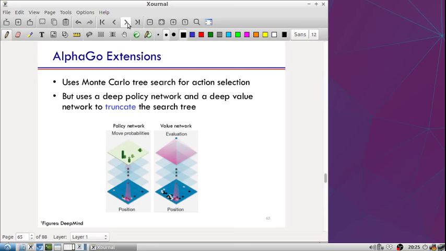It's going to say place a stone here with high probability, place a stone here with high probability, place a stone here potentially with high probability, and everywhere else don't place a stone. So that's what a policy has to say: given the board state, where to place the stone next. That's what a policy is.